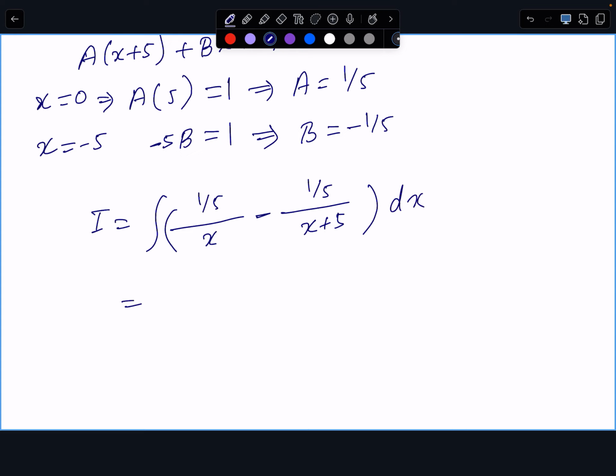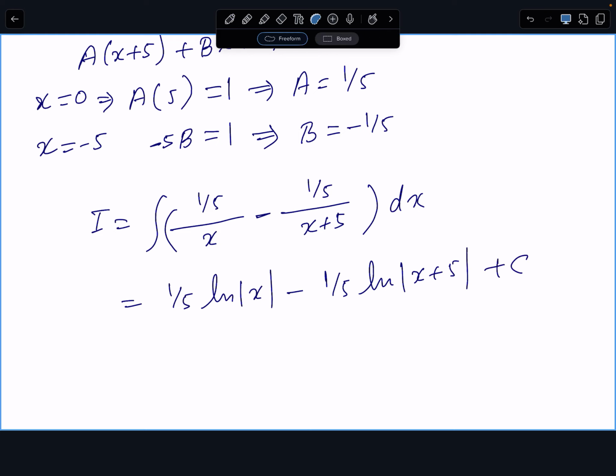So what do we get? 1/5 ln of x minus 1/5 ln of x plus 5 plus c. There are some similarities here. Okay, guys? Not exactly, but some similarities.